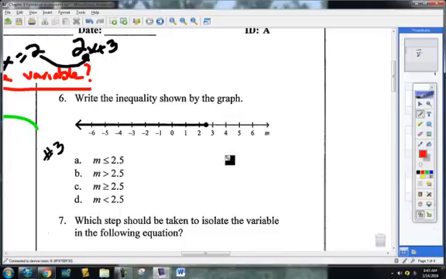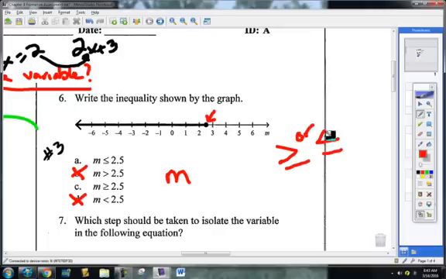Next one, right? The inequality shown. So we see that they're all M's. Based on that dot right there, what two answers can I eliminate right away? Both B and D are gone. They're out of here. Those are not going to help us anymore because we know a closed dot has to be either greater than or equal to, or less than or equal to. Okay, it's one of those two.